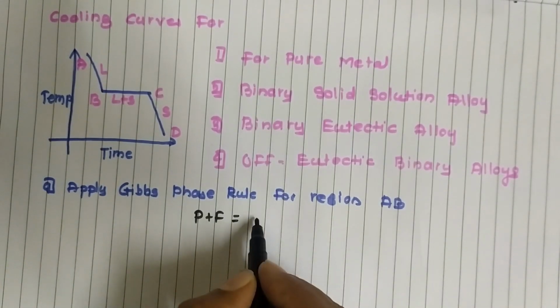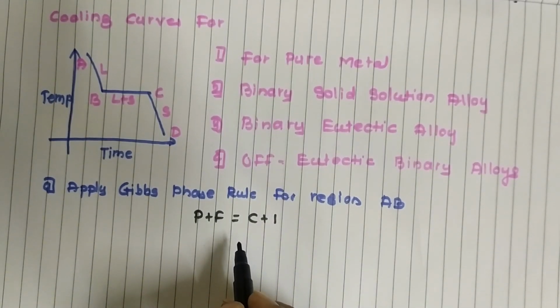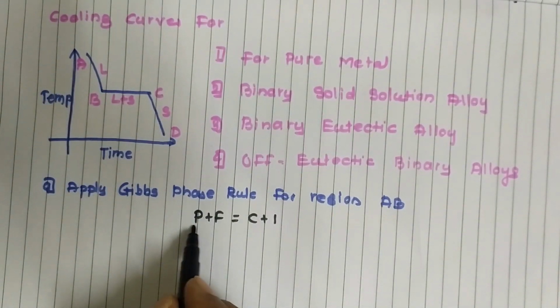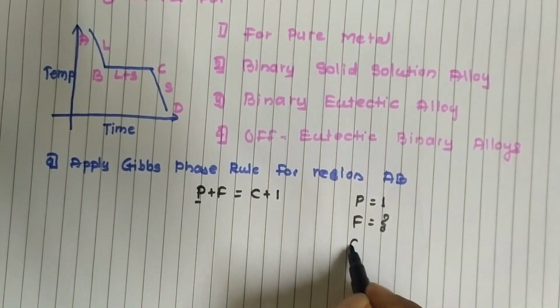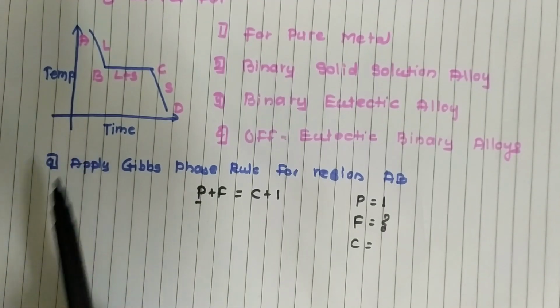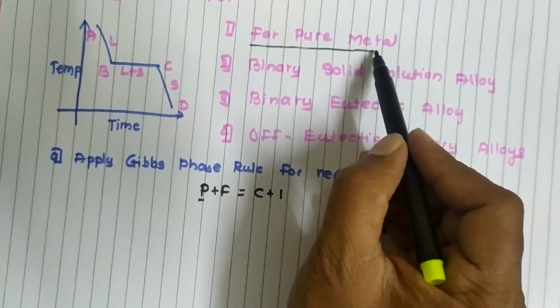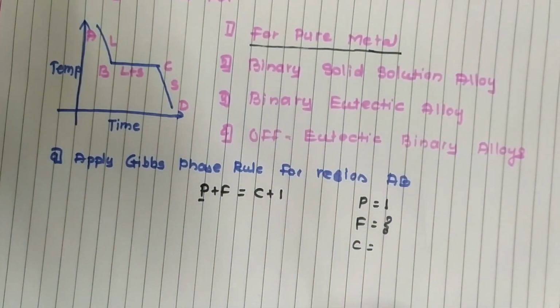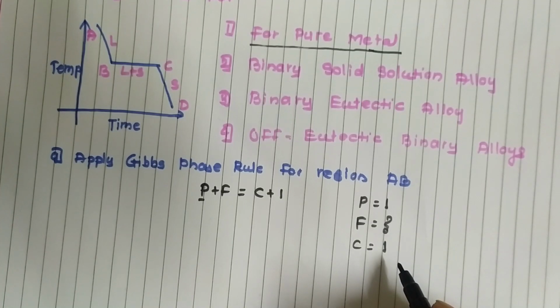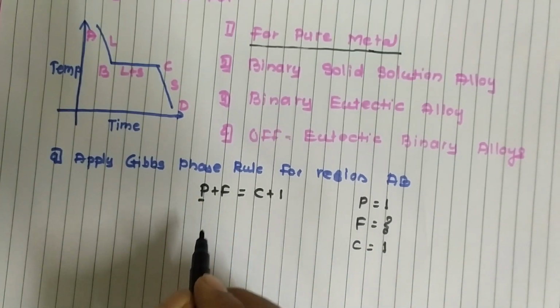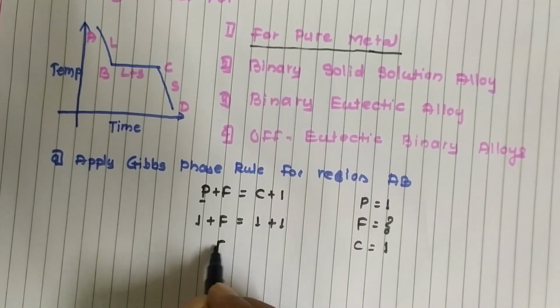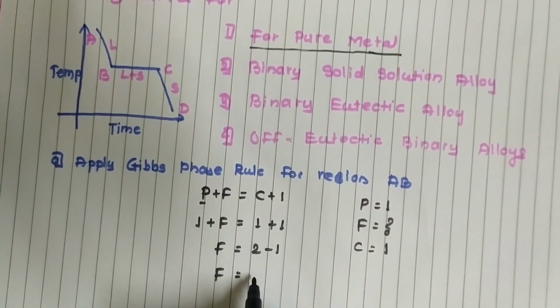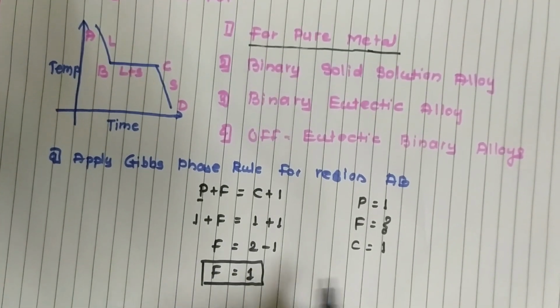If we apply Gibb's phase rule for region AB, then what we can write? P plus F is equal to C plus 1. This is the formula of Gibb's phase rule. If we consider line AB, then the number of phases will be 1. F we have to calculate. C, this particular curve we are drawing for pure metal, it means this particular metal does not consist of any type of impurity, so that is the pure metal. C will be 1. So putting this value into the equation, 1 plus F is equal to 1 plus 1, so F is equal to 2 minus 1, F is equal to 1. Degrees of freedom is equal to 1.